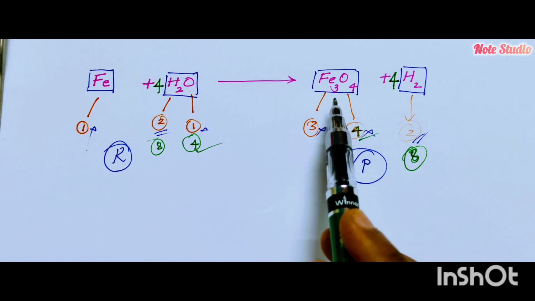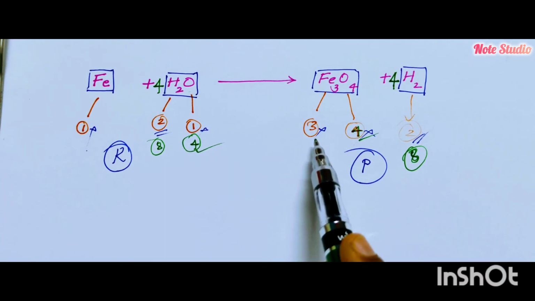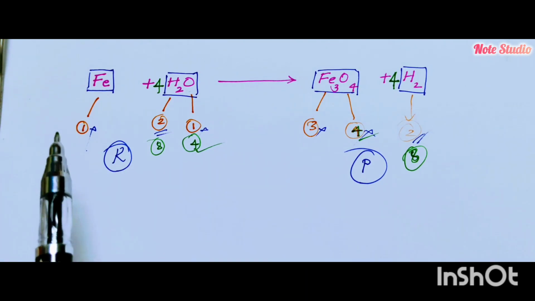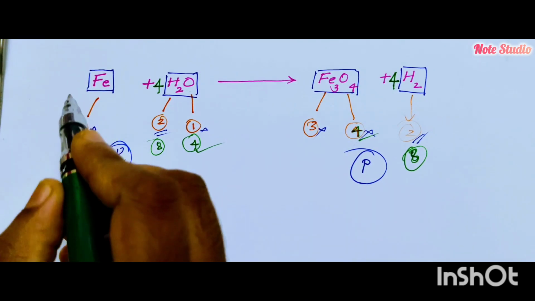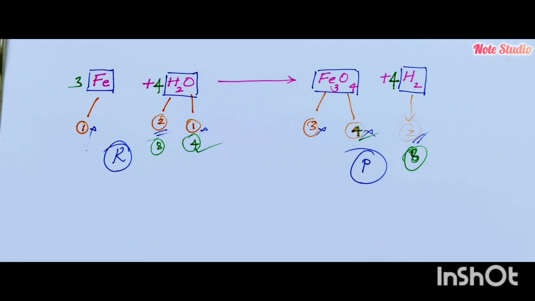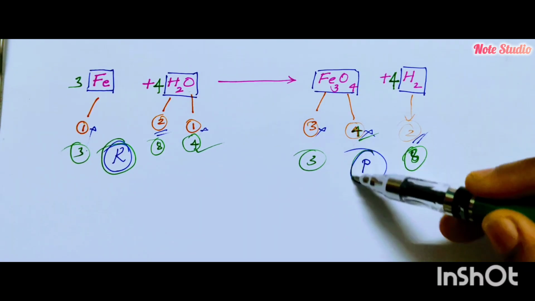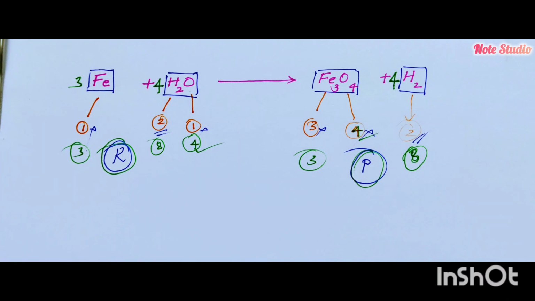Now iron. In the product side it is 3. Again we don't want to add a number here. In the reactant side it is less. So now to balance we'll write here 3. Now iron is also balanced. See now all the atoms are balanced. Now both the reactant side as well as the product side have an equal number of atoms. Hence we can say that this equation is balanced.